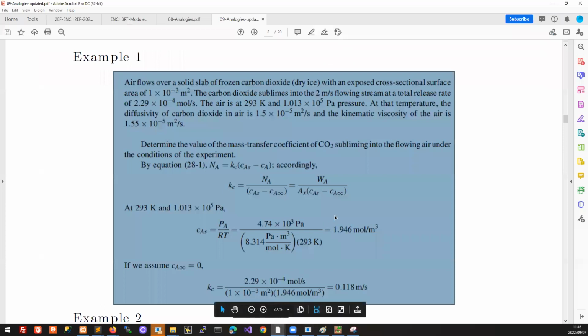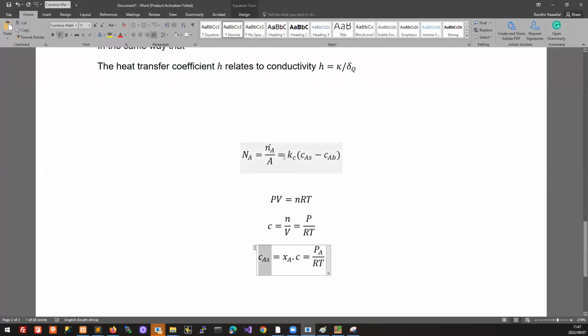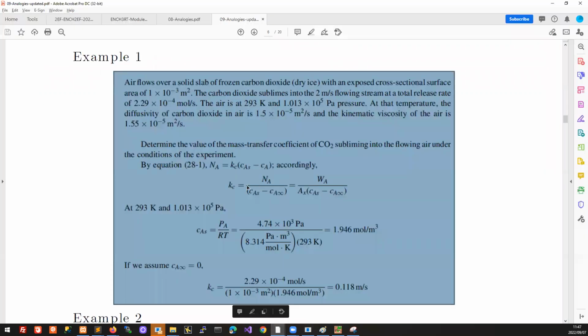And then everything is defined from there, because we said CAB is 0. In the bulk, there's approximately very low concentration of CO2. CAS we've just worked out. And the molar flux we can get by dividing the mass rate by the area. So everything is known except for Kc, and so we can calculate a Kc here.